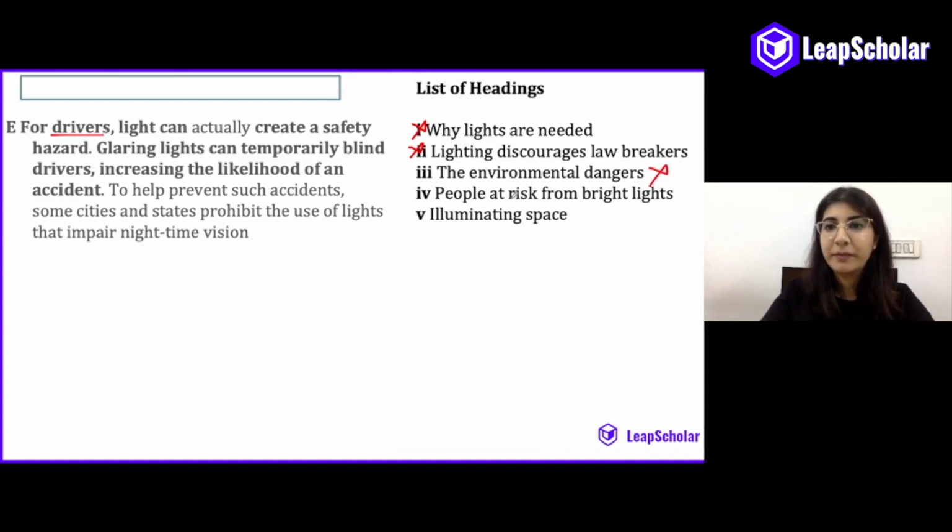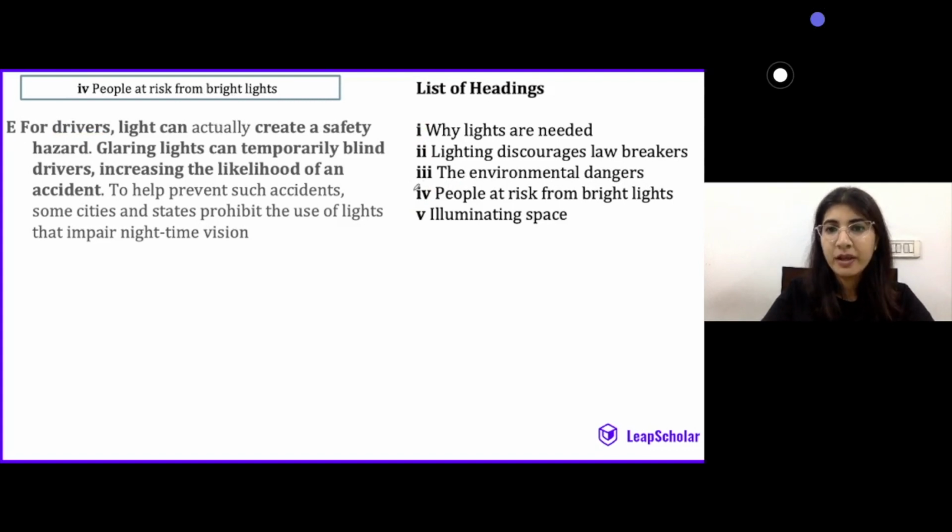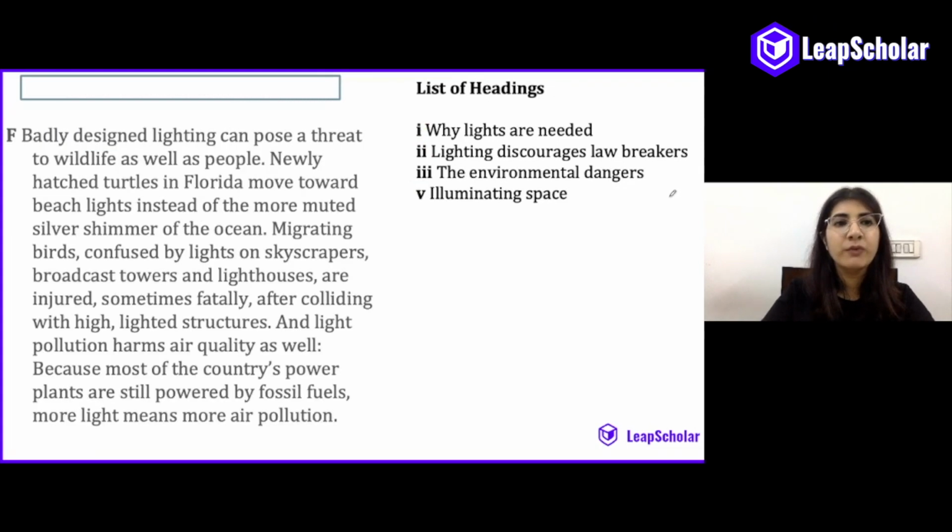And moving forward, people at risk from bright lights. So yes, this is the correct answer for this paragraph. So I shall put this as the heading and I will strike through this heading. Moving forward, coming to the last paragraph.